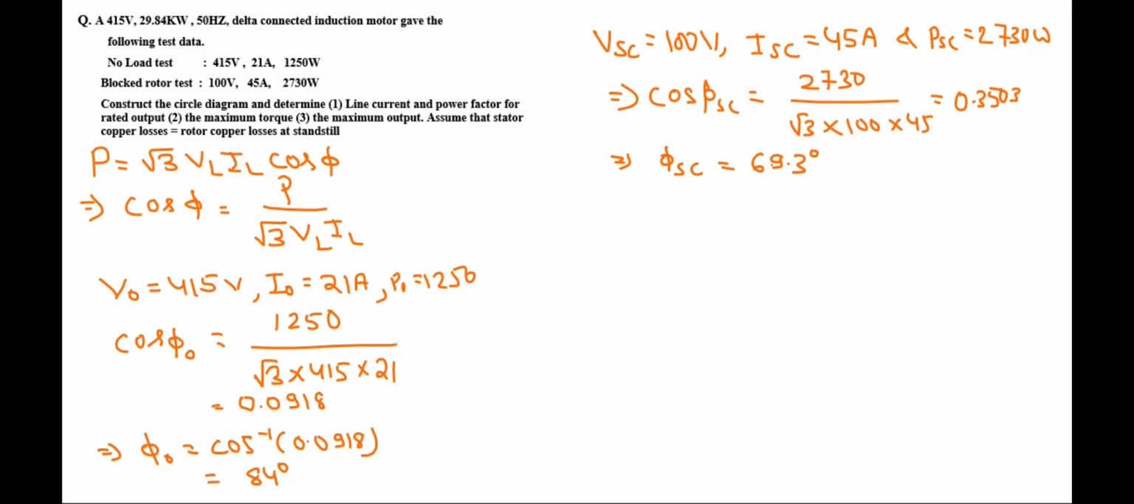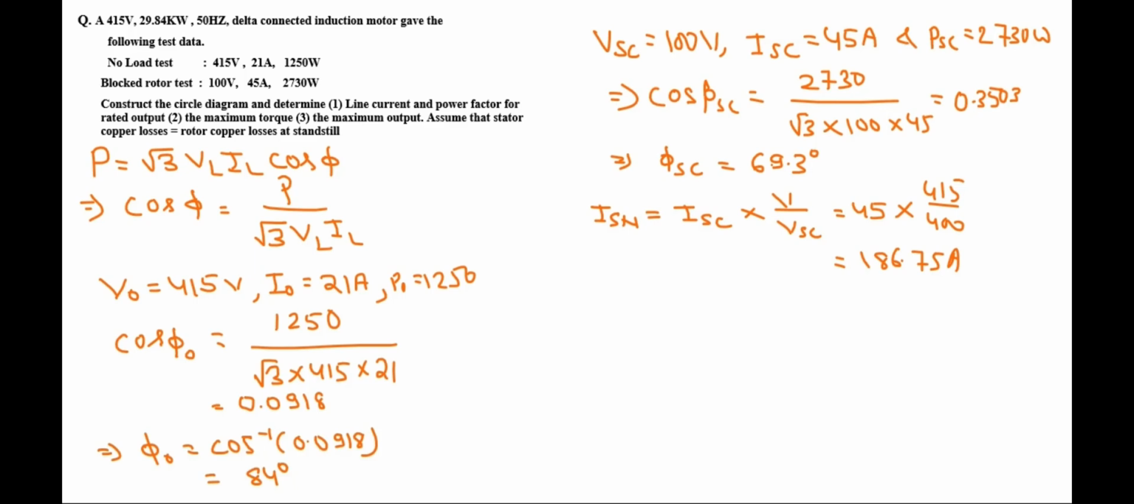So here we have to convert the short circuit current into normal rated current, that is ISN. If the normal rated voltage is applied at short circuit, then we will get the current ISN, and the formula for that is ISC into full voltage divided by short circuit voltage, that is equal to 45 into 415 by 100, that is equal to 186.75 ampere.